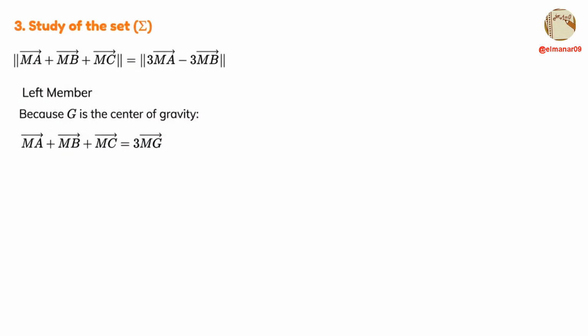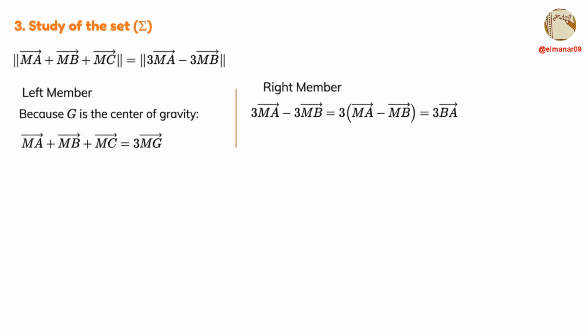On the right side of the equation, we have 3 vector MA minus 3 vector MB. We factor out the 3, which gives us 3 times vector MA minus vector MB. And here, my dear students, remember your basics. Vector MA minus vector MB is nothing other than vector BA. It's smooth, isn't it? Now let's look at the equivalence.